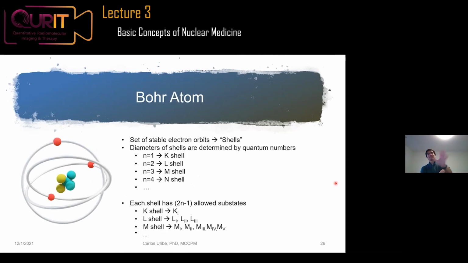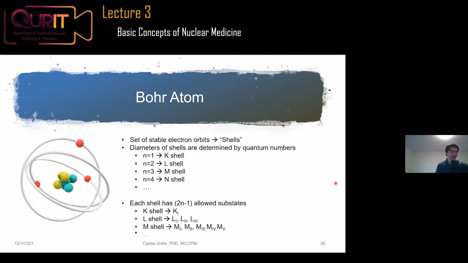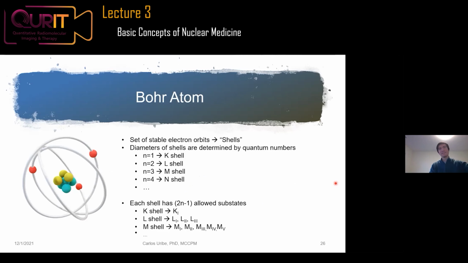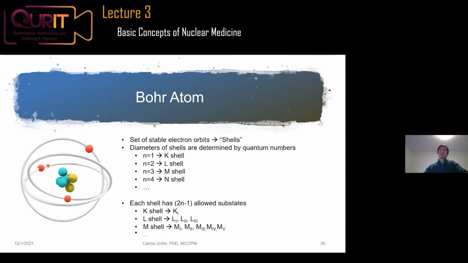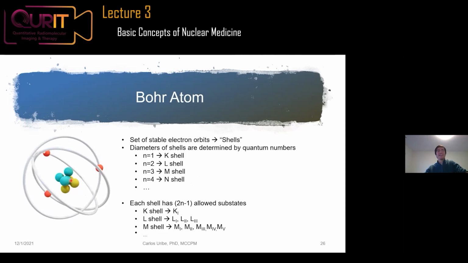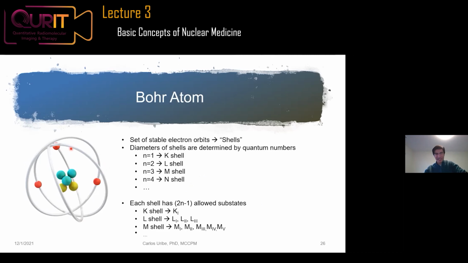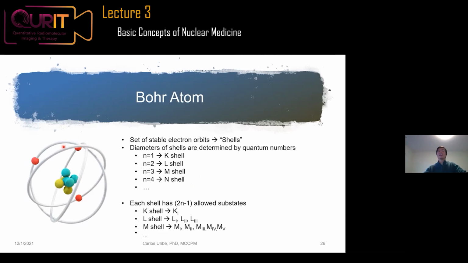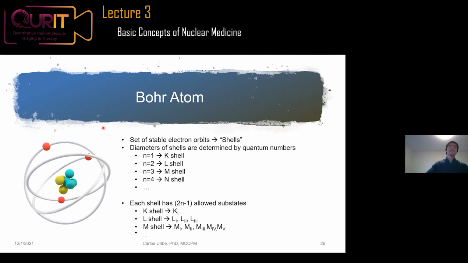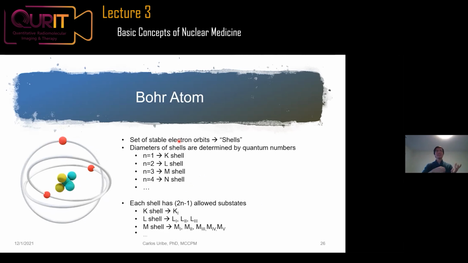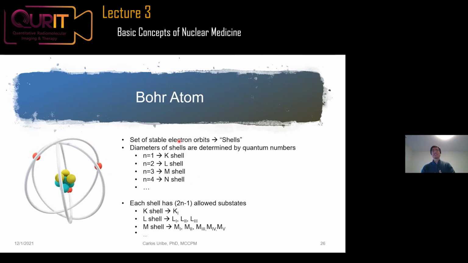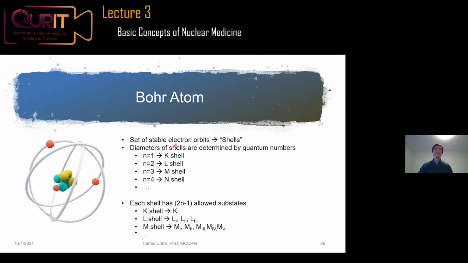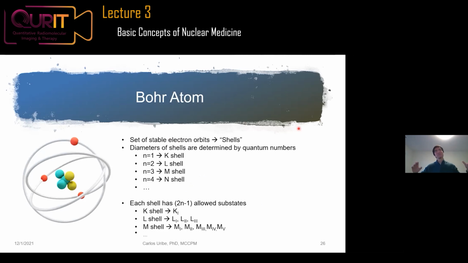Now, this model of the atom is attributed to Niels Bohr. Niels Bohr, I think he was a physicist. But he says, okay, we're going to think about the atom as being a nucleus and some electrons orbiting around. And what happens is that the electrons cannot just be anywhere in that atom. They have fixed shells. And the diameters of those shells are determined by quantum numbers.